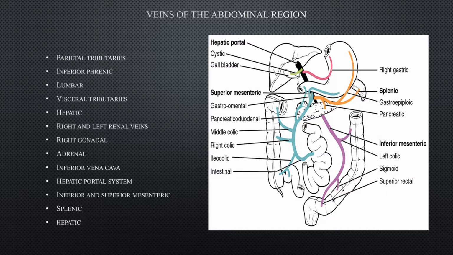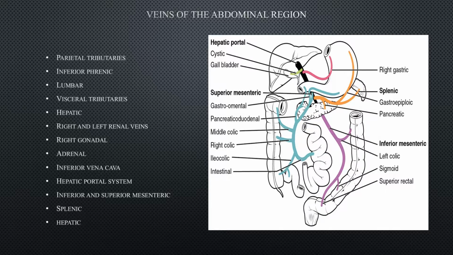Parietal tributaries are veins that are draining the walls surrounding the cavity, and include the lumbar and phrenic veins. These will drain the walls of the lower back and the underside of the diaphragm. The visceral tributaries include the hepatic veins that drain the hepatic portal system.